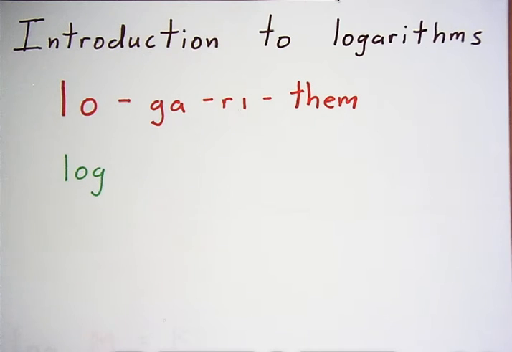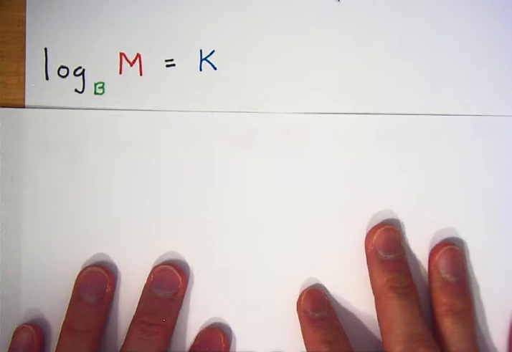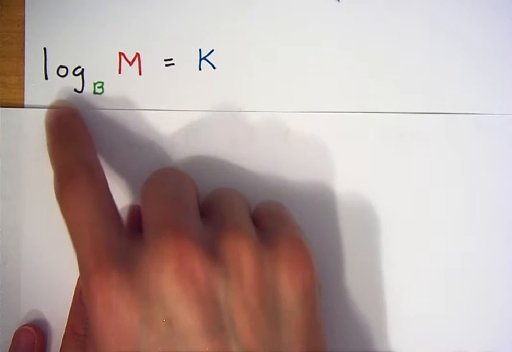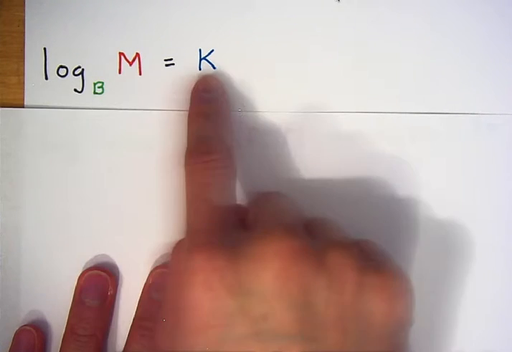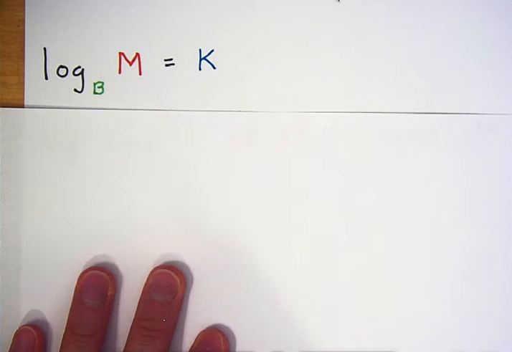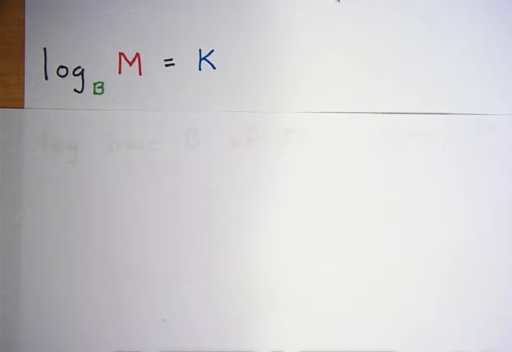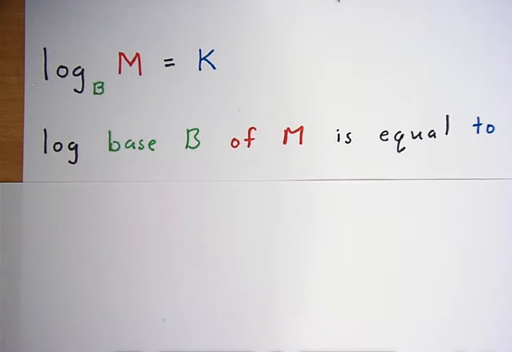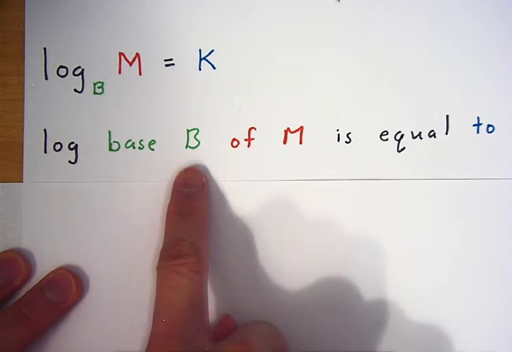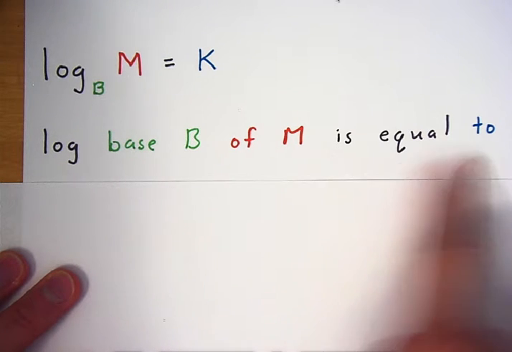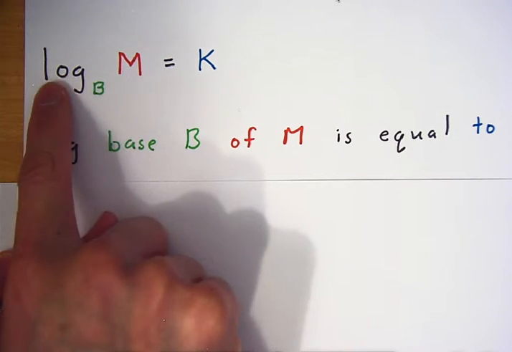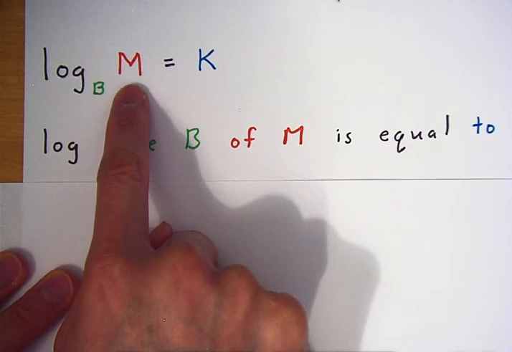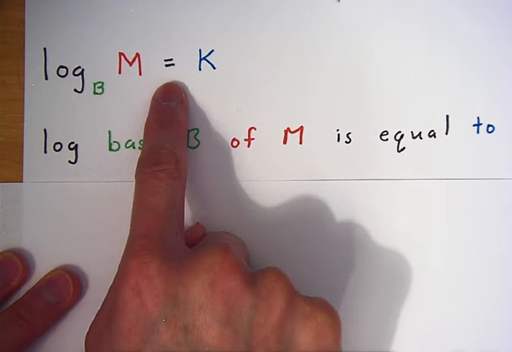The way you write a logarithm, it has this sort of format where your B, M, and K here are all basically numbers, or can be numbers. And the way you read this is log base B of M is equal to K. So log base B of M is equal to K.